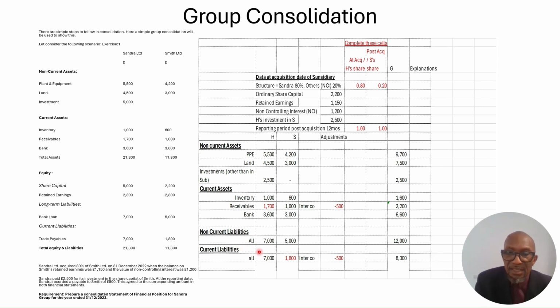Non-current liabilities are also added together to give us 12,000. Current liabilities are added together, and we need to deduct the 500 intercompany balance. So that is 7,000 plus 1,800, deduct 500, gives us 8,300.